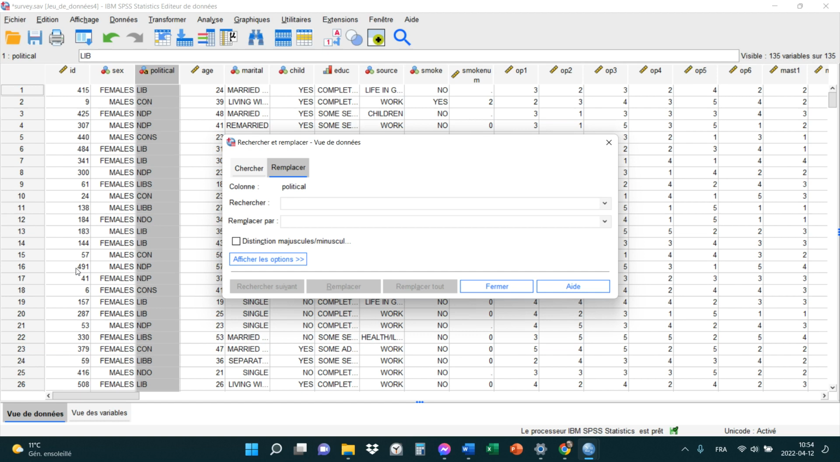Et là, ce que je vais faire, c'est que je vais simplement dire à l'ordinateur, tu sais quoi, toutes les personnes qui sont CONS, peux-tu les remplacer, s'il vous plaît, par CON pour conservateur?